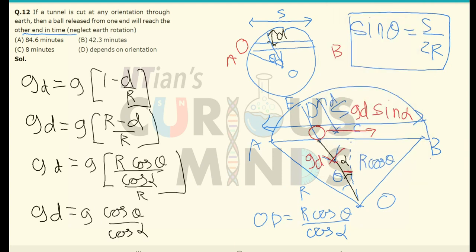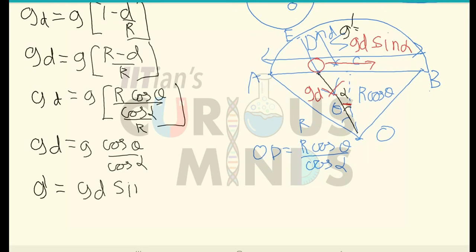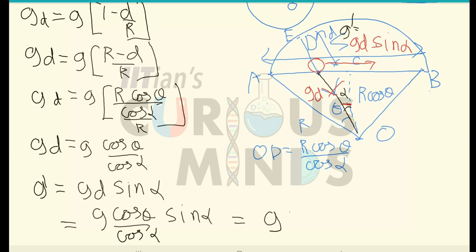So let me call this component along the direction of the tunnel g dash. So g dash will be equal to g_d sin alpha, which is equal to g cos theta divided by cos alpha into sin alpha. So sin alpha by cos alpha will be equal to tan alpha, so it will be equal to g cos theta into tan alpha.